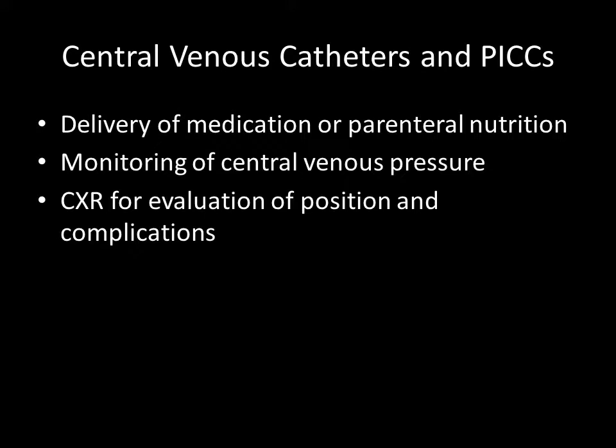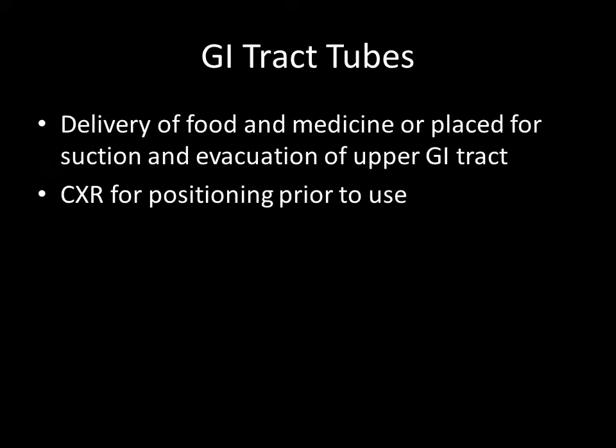So the central venous catheters and the PICC lines are used to deliver medication. They're often used for medications that would be dangerous or damaging to the peripheral blood vessels if you just used a normal IV. They're also used for giving parenteral nutrition, or TPN, and they may be used to monitor central venous pressure. The chest x-ray is really just looking for the position of the line, to make sure it's in the right place, and to make sure there aren't any complications with insertion.